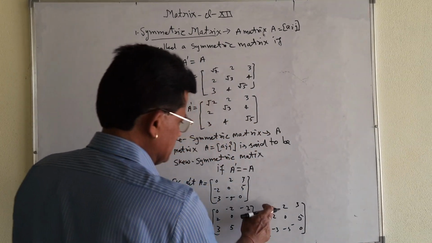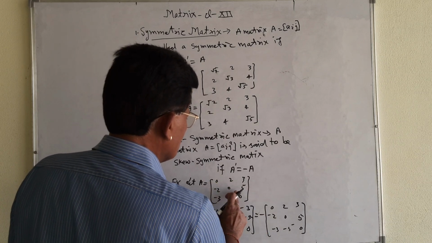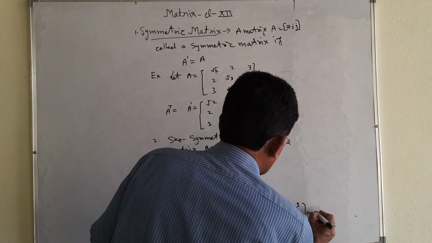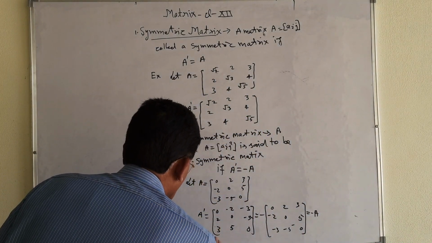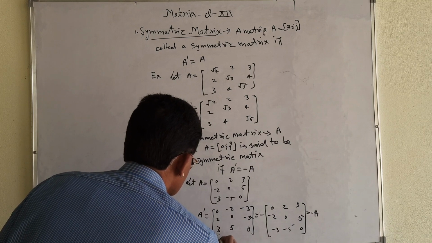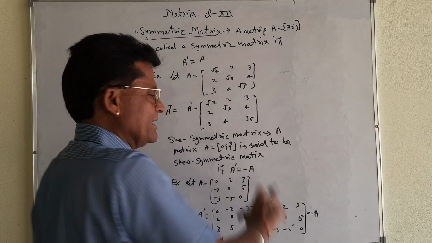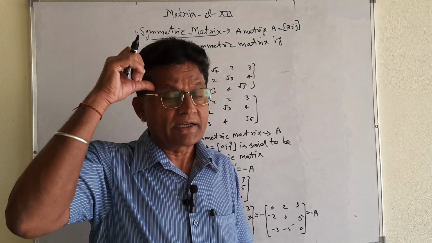My dear student, you see the same elements are there: 0, 2, 3, and -2, 0 and 5. You can check the elements. That is why it is equal to -A. And we can say that therefore A transpose is equal to -A. What does it mean? The matrix A is a skew-symmetric matrix. That will be the skew-symmetric matrix.